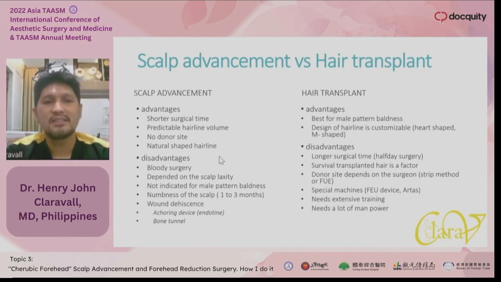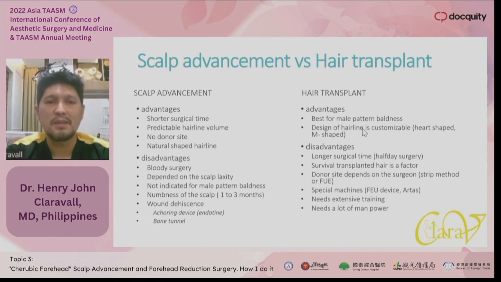The disadvantage is that the surgery can be very bloody, and it is dependent on the scalp laxity. It is not really indicated for some hair pattern baldness. There will be numbness of the scalp for around 1 to 3 months, and there's always a possibility of wound dehiscence. That's why we need to do some anchoring devices such as Endotine. And for my presentation today, I will be doing the bone tunnel technique.